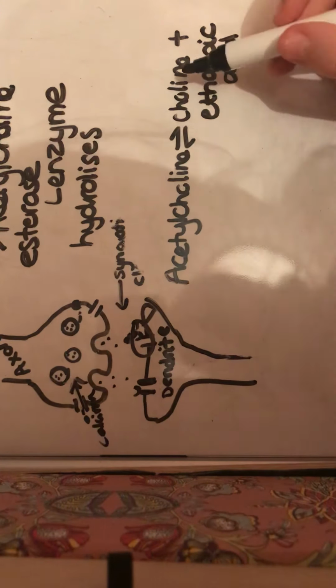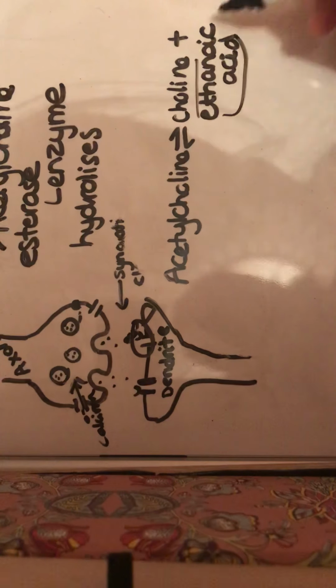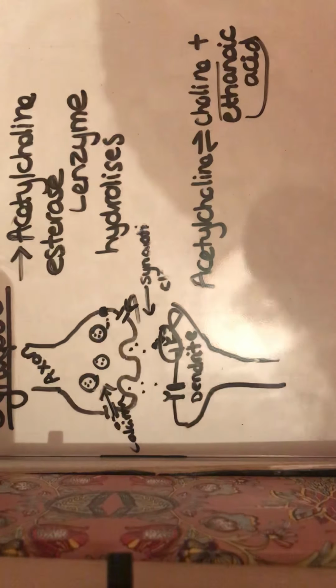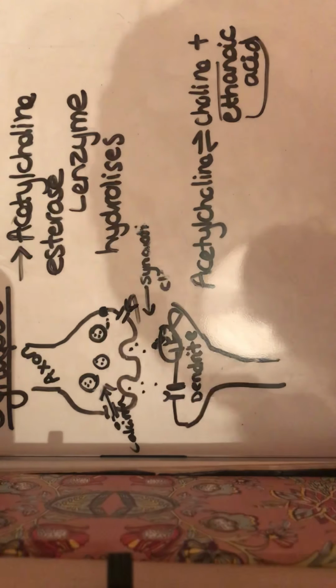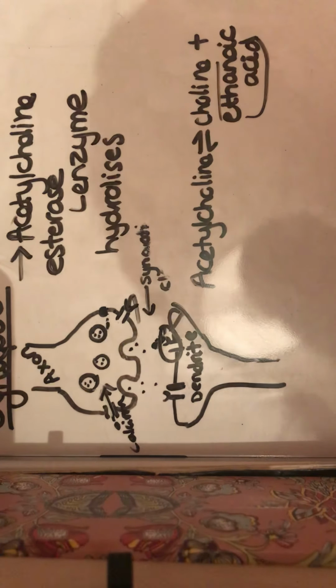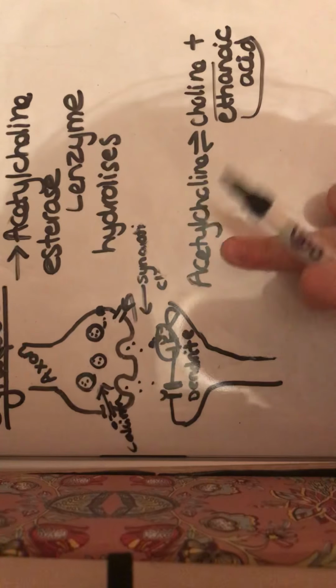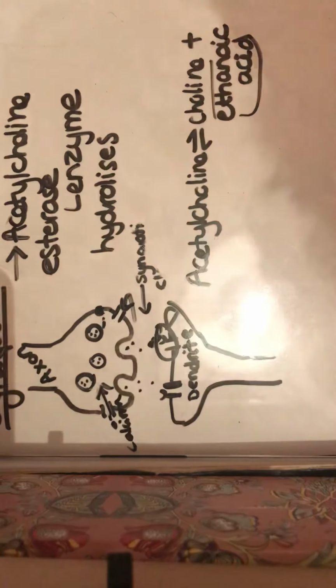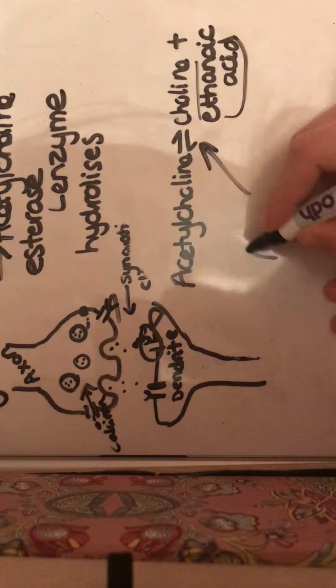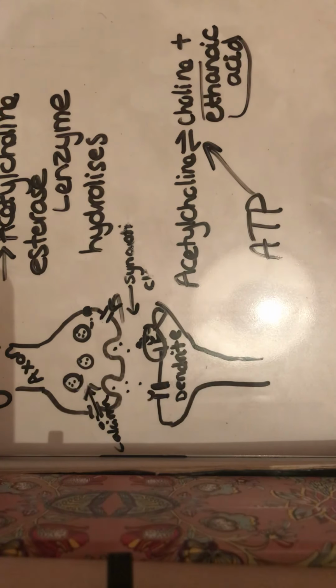So then we've got these two smaller components, and these are going to diffuse back into the presynaptic neuron, and then they can be recycled and stored in vesicles until they're needed again. Because it's reversible, they can be recombined with the acetylcholine, and the process will continue again. That reaction does require ATP. I think that is all we need to know for that.